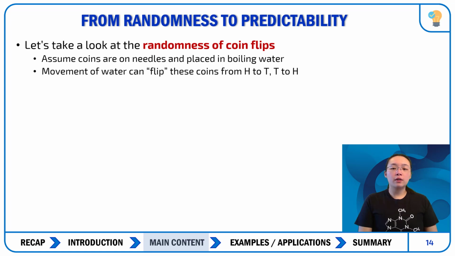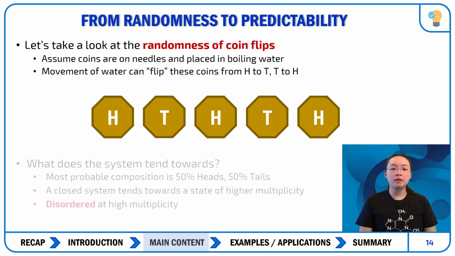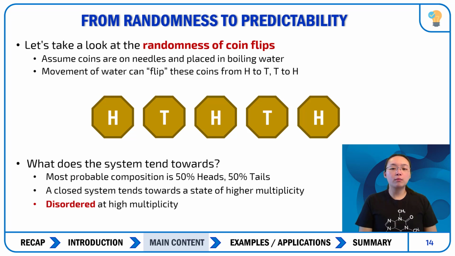So now let's take a look at the randomness of coin flips. Let's assume that all of these coins here are being lowered into boiling water and that they're at the tips of long needles. Basically, there's nothing else affecting it except the boiling water. So the movement of water, because it's bubbling randomly, can flip the coins from heads to tails or vice versa. And the question we want to ask is, what is the system going to tend towards? So we know that the most probable composition is 50-50 heads and tails.